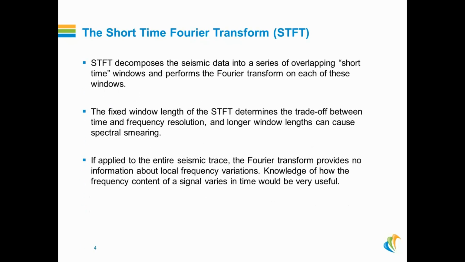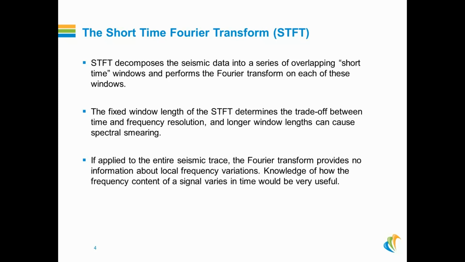A little bit on the short time Fourier transform. The goal of this technique is to decompose the seismic signal into a series of overlapping short time windows and perform the Fourier transform on each of these windows. The fixed window length of the method determines the trade-off between the time and frequency resolution. So if you use longer window lengths, you may get some spectral smearing. If applied to the entire seismic trace, the Fourier transform provides no information about local frequency variation. So it's usually performed on a short time window, because the knowledge of how the frequency content of a signal varies in time is very useful.